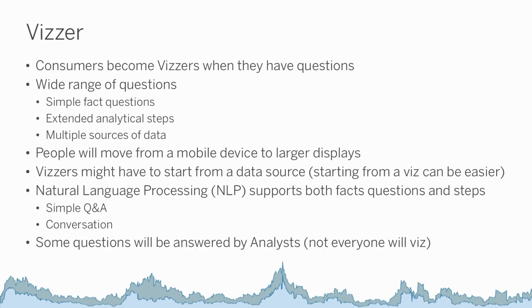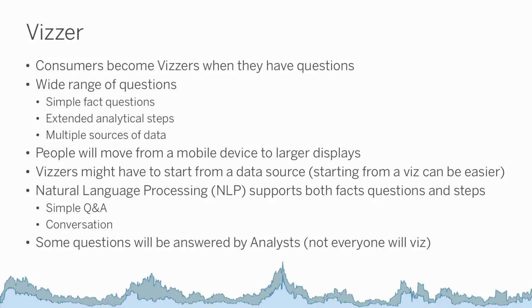Now, right now at Tableau, we're very interested in natural language processing, both for consumers. Humans, in addition to having powerful visual systems, also talk to each other all the time. So natural language processing is a great technology to help consumers for simple fact questions in particular, but also for conversations. If you think about the analytical steps you're going through, you're literally having a conversation with the computer about trying to answer your questions. And so we think natural language processing can help with that as well. So it's also a significant technology for Vizzers as well as consumers.